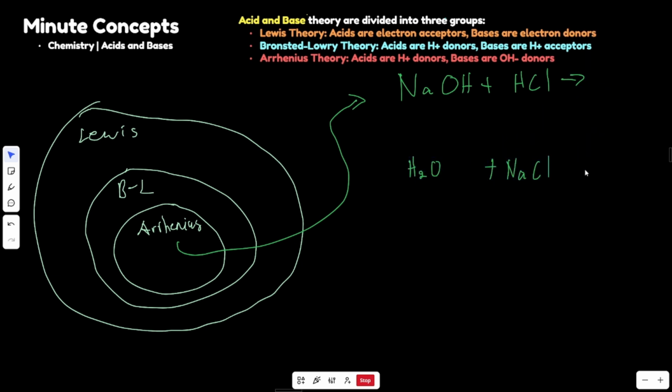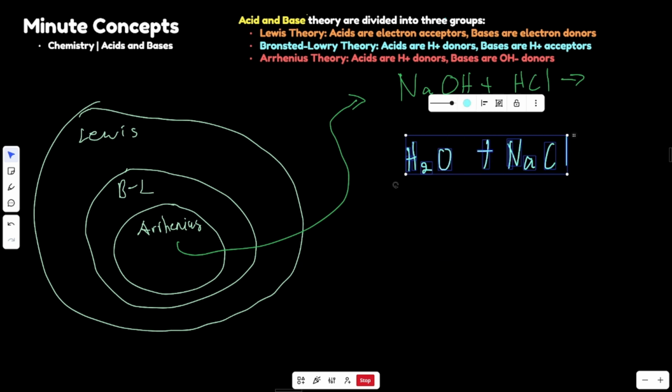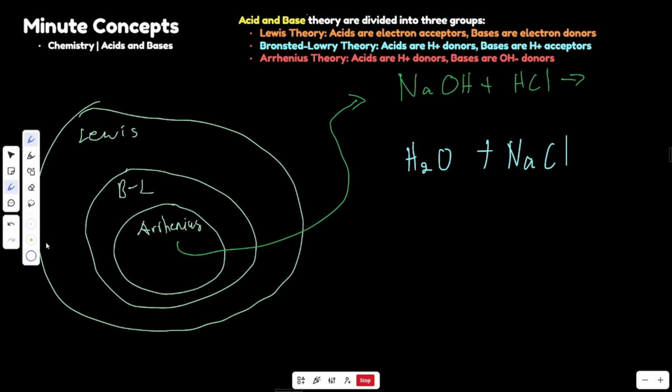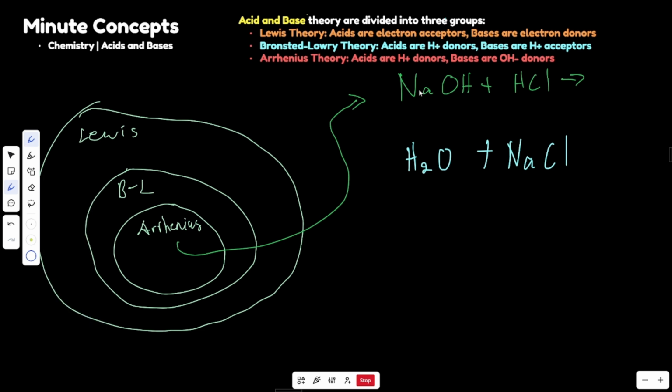This is a double displacement reaction, if you notice. So the H of hydrochloric acid ends up going to water, and the Cl of hydrochloric acid ends up going to sodium. Now, how do we identify which one here was the acid and the base? Obviously, since OH came from sodium hydroxide, the hydroxide ion came from this parent atom, this is going to be our OH donor.